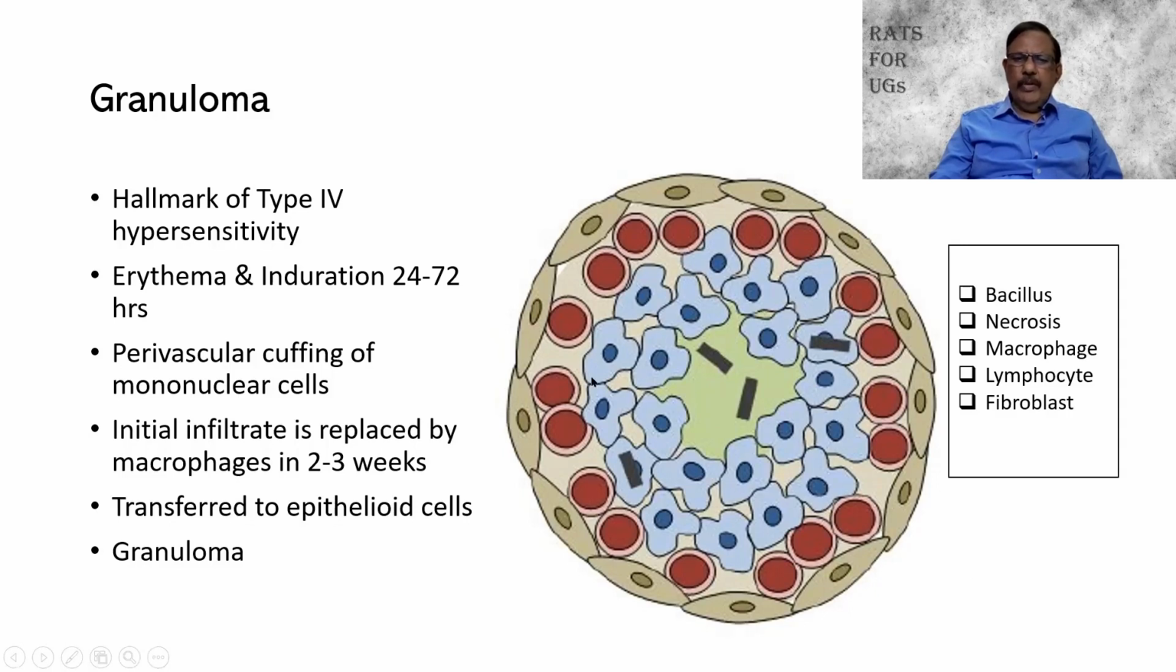There is a cuff of lymphocytes. In order that the lesion be restricted, there will be a rim of fibroblasts surrounding the lesion. This is what is happening over here. I would like you to revise it. You have seen it n number of times. This is again a very beautiful, simple diagram, which you can draw.